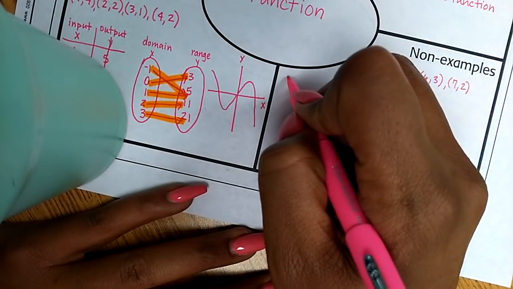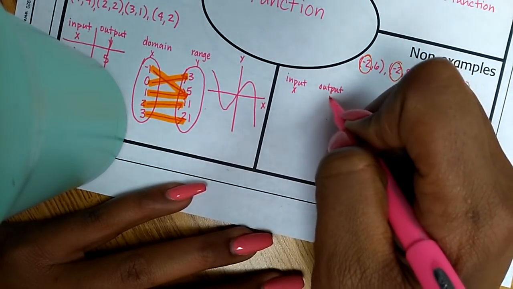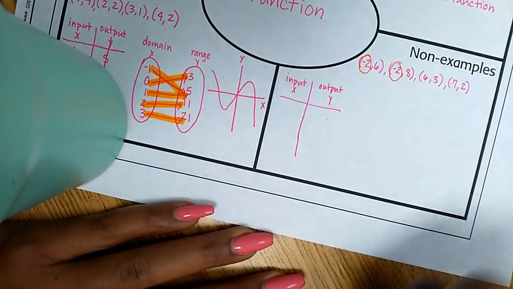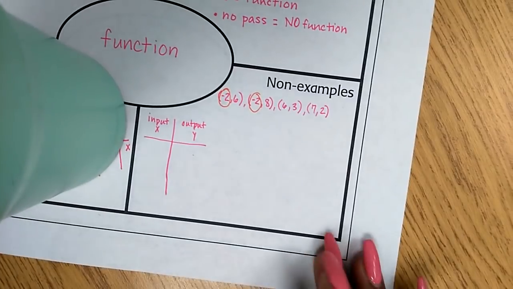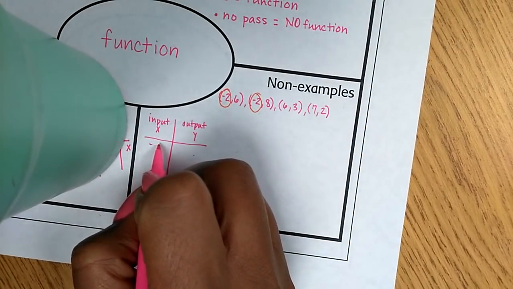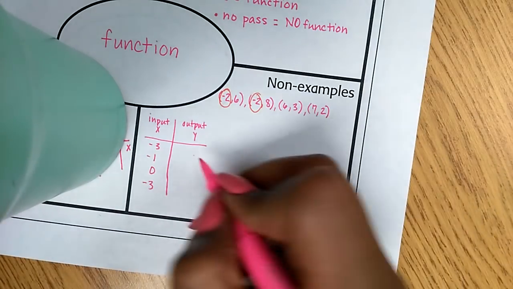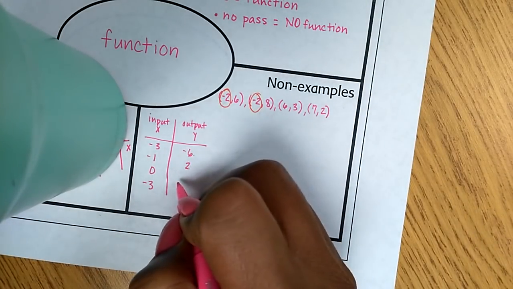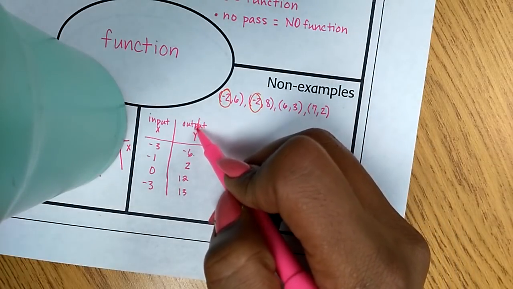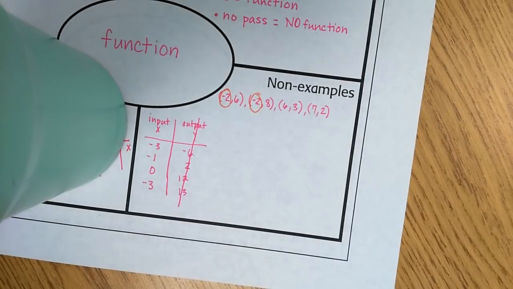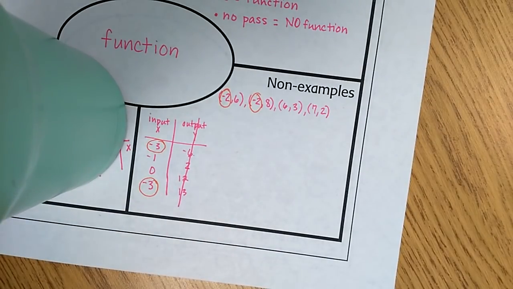Let's look at a table. We'll put our input, X, output, Y. Okay. Let's go ahead and get these other things out of the way so they're not so confusing. And let's say we have -3, -1, 0, and -3, -6, 2, 12, and 13. Again, we're not even going to focus on this column because it doesn't matter. We're only concerned with the X column. And because I have repeating -3's here, this is also not a function.